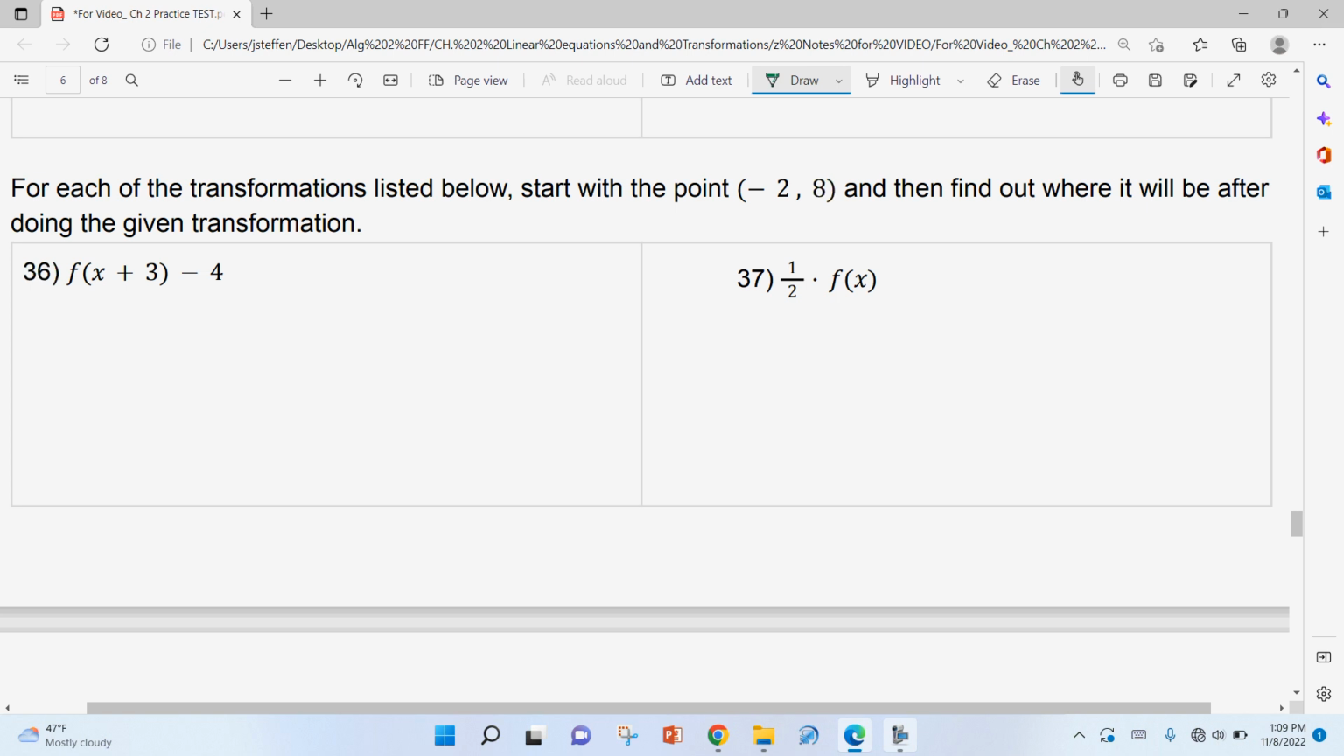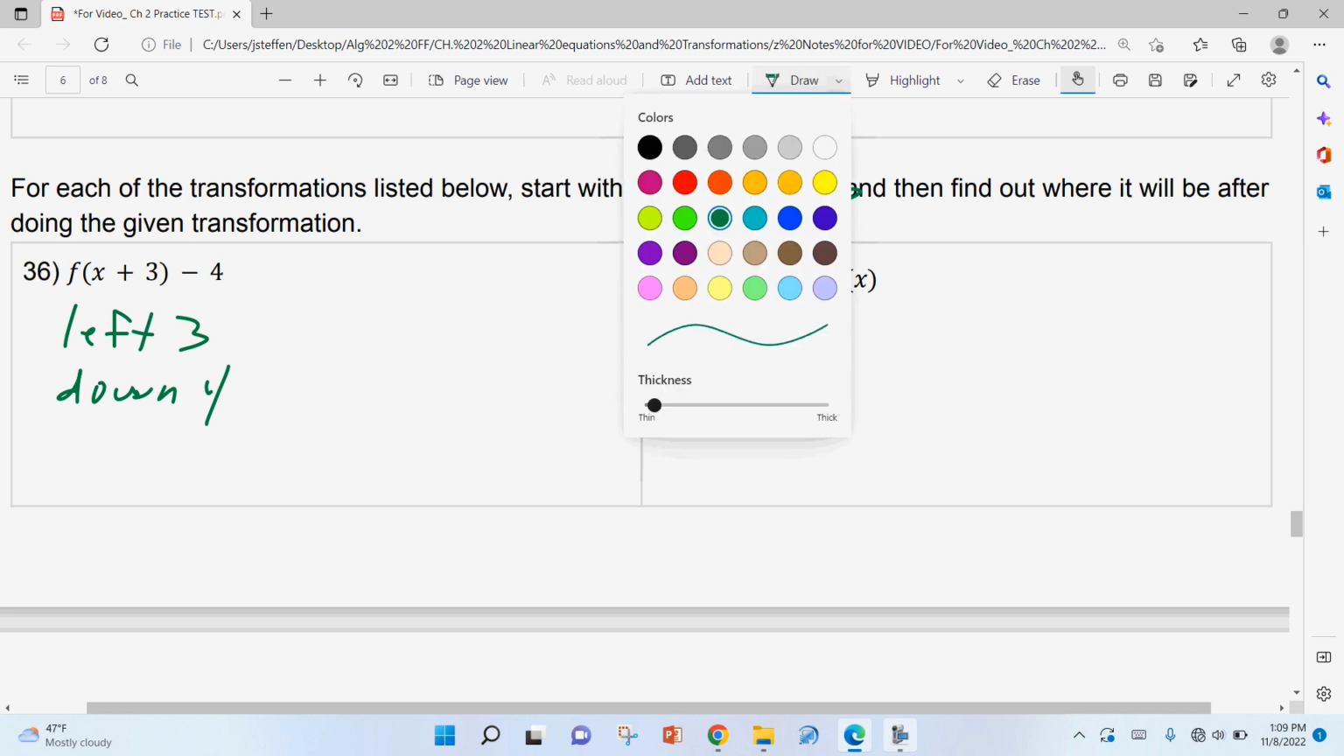For each transformation listed below, start with the point -2, 8, and find out where it will be after the given transformation. So the first thing I do, this in 2 steps. The first thing I do is I just ignore this, and I say what the transformation is. So this one is left 3, down 4. Now, if you want to get graph paper and actually do this and just put the ordered pairs or the new ordered pair, that's fine. That's not a bad idea.